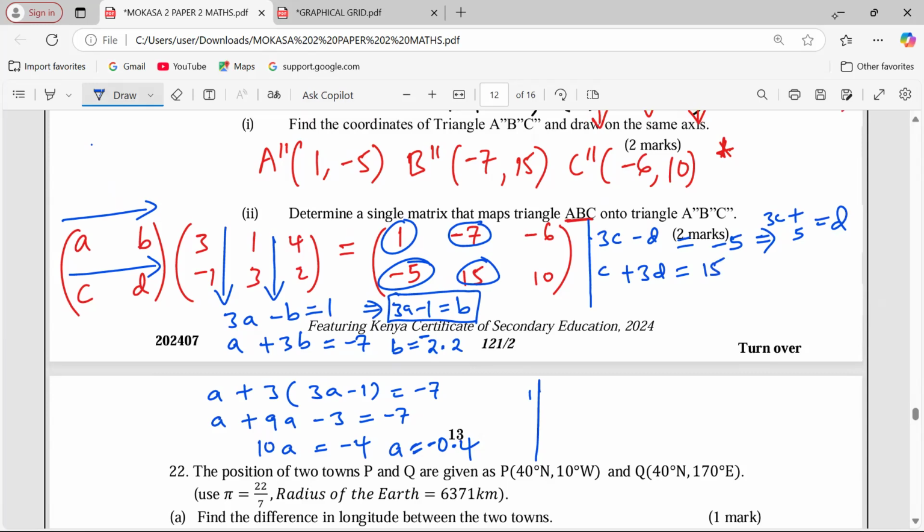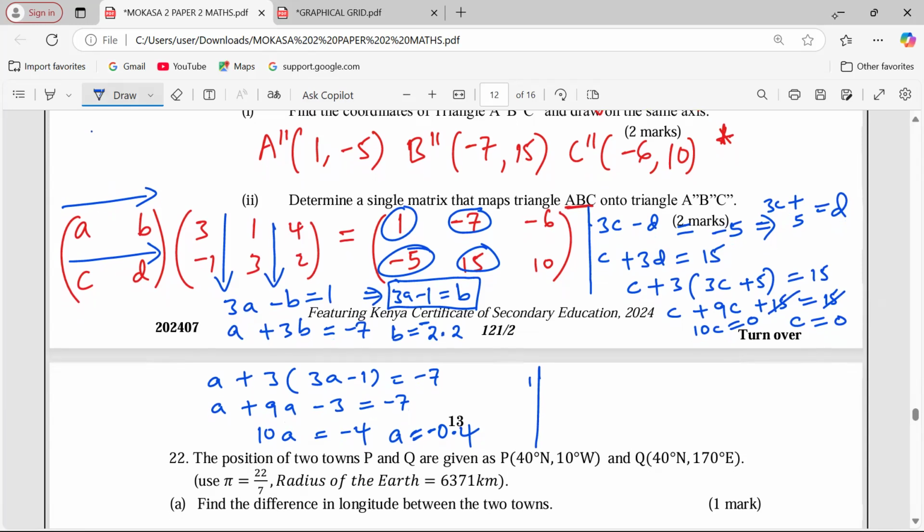So now with this, we can work with the substitution method again, whereby we have C plus 3, and instead of D, 3C plus 5, this is equal to 15. So C plus 9C plus 15 equals 15. You see 15 and 15 will cancel. Then we'll be talking about 10C being equal to 0, and the value of C is 0. If the value of C is 0, then the value of D can be solved to be 3C plus 5. 3 times 0 is 0, plus 5, we get 5.